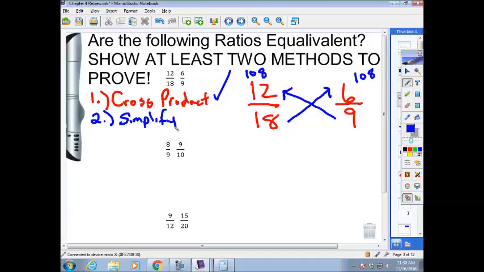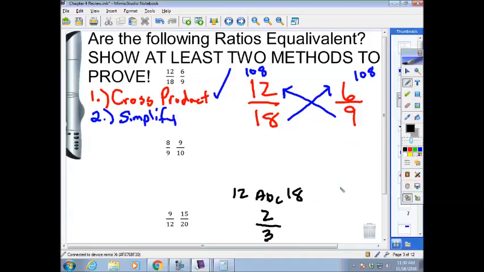Okay. Now, how can you simplify in your calculator? Well, you can do 12 ABC 18, which is going to give you the ratio. It's going to look like a fraction, but it's a ratio of 2 to 3. When I do 6 ABC 9, that's going to give me the ratio 2 to 3. Did it give me the same simplified ratio? Yes. Okay, so right there, did we prove them to be equal so far? Good. Okay, let's go to number 3 now.